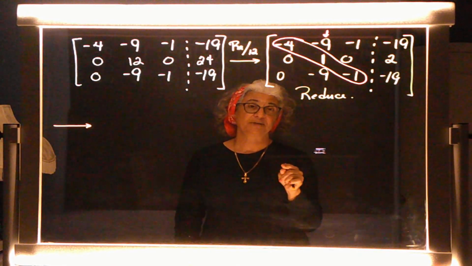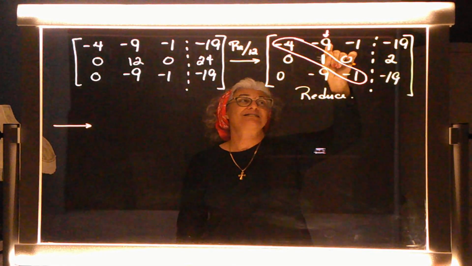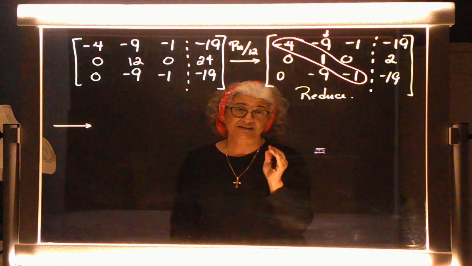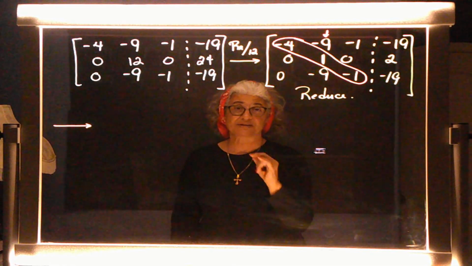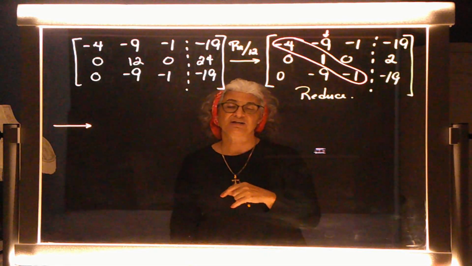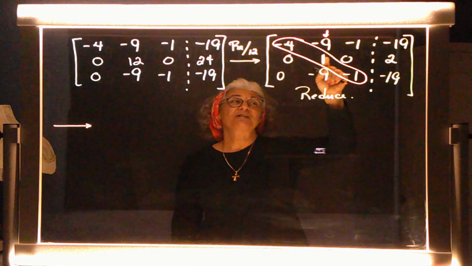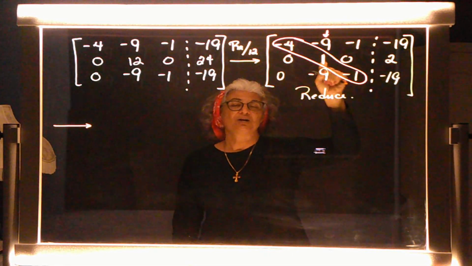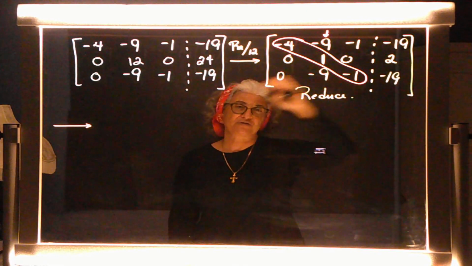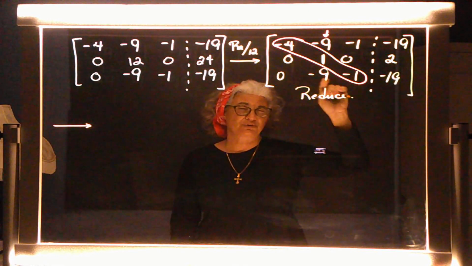Remember, it's still the elimination method, which means I need this -9 and this 1 to be the exact same number, but opposite signs. So what do you think you're going to have to do? Yeah, you're going to have to multiply that 1 by a 9, but you just can't do that 1. You have to do the entire row.